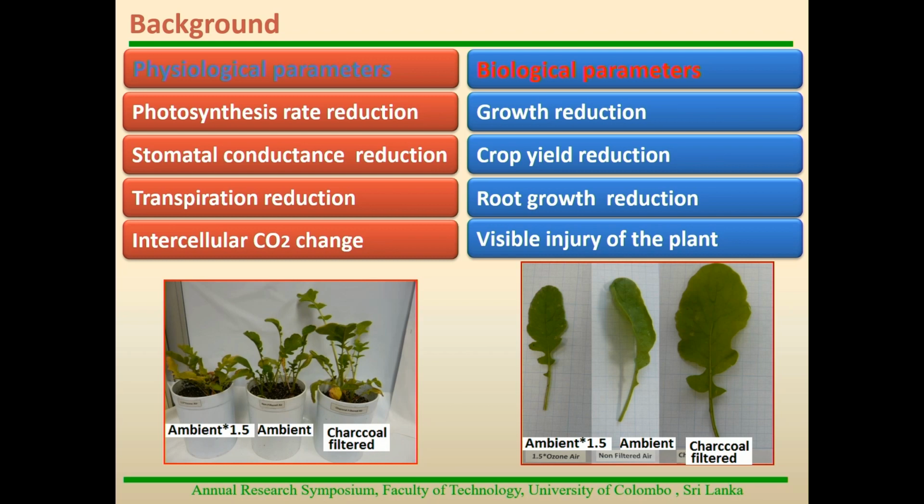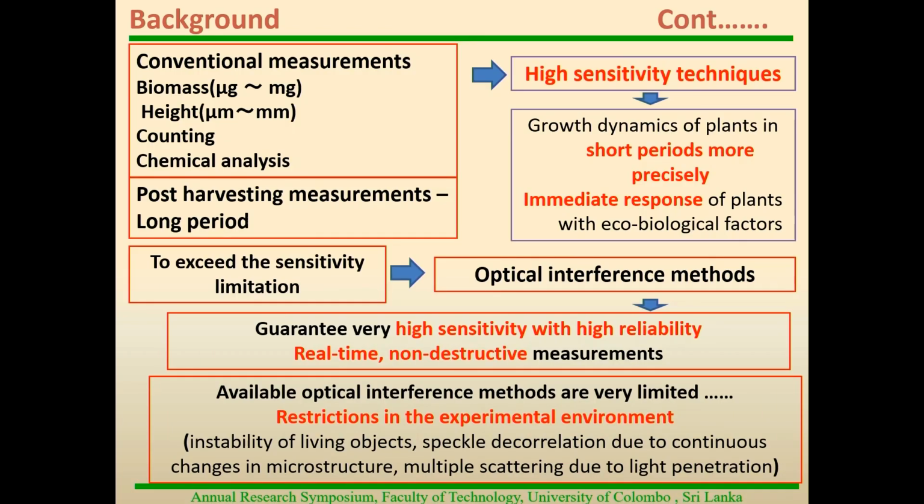Okay, so still we are using conventional techniques to measure those changes in the plant. Biomass change, height change, counting, chemical analysis, almost all the methods are up to micrometer scale. Sometimes we have to wait to take the harvest. That means it will take a long period of time to take the measurements.